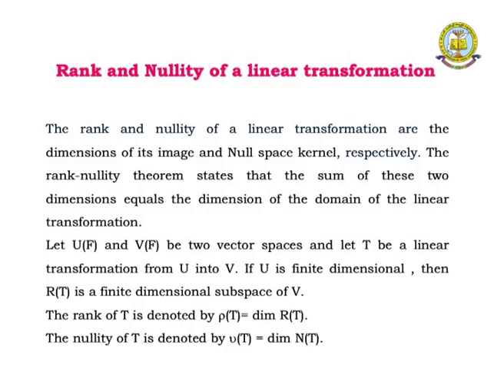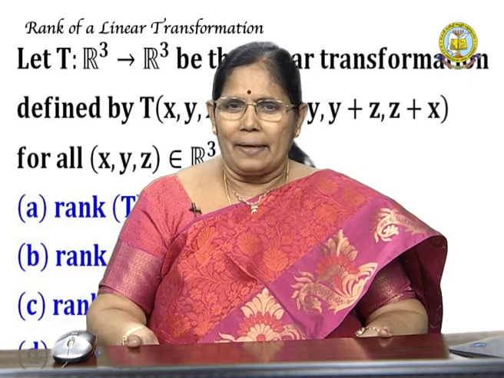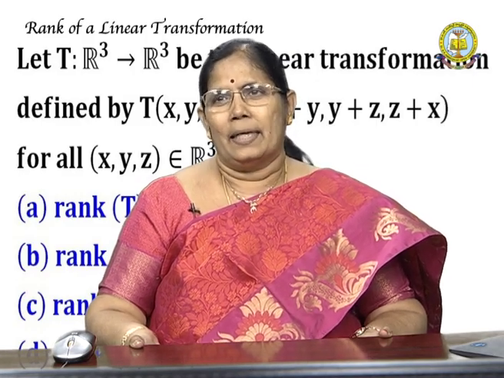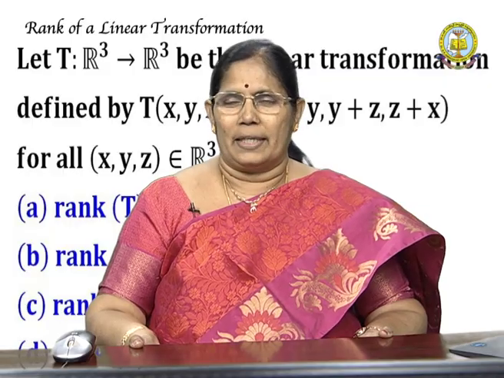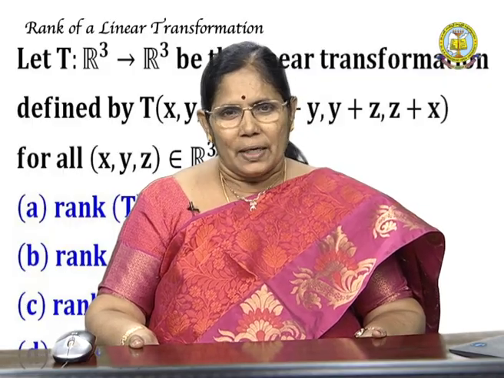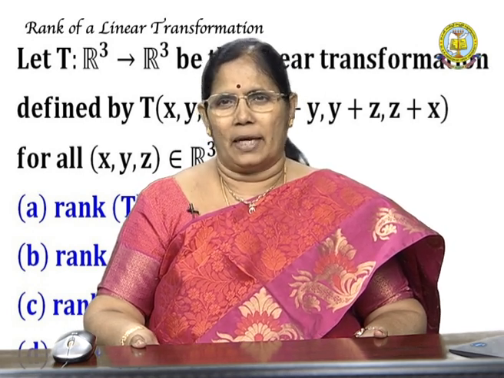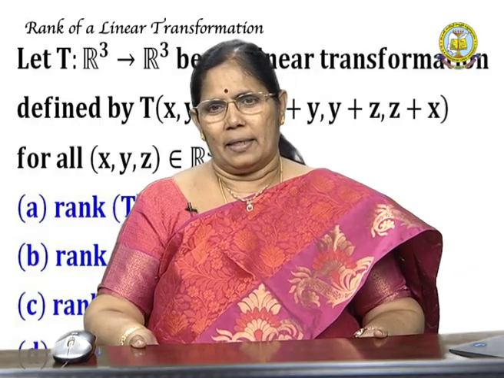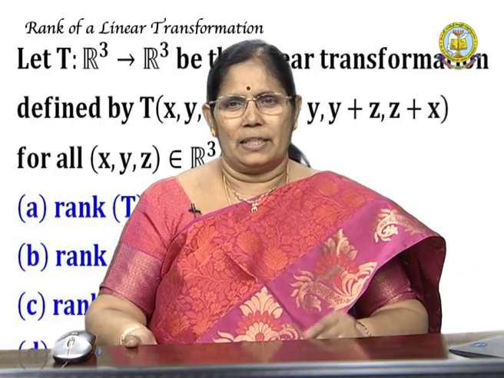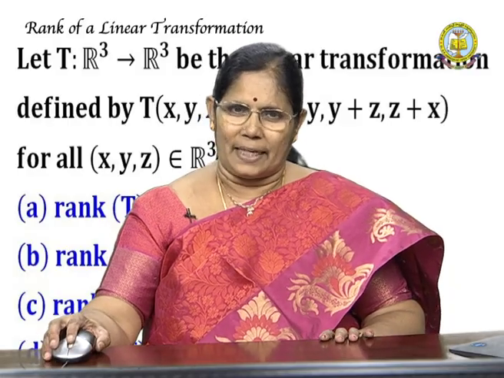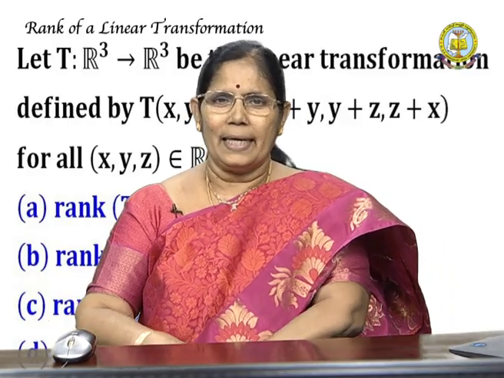So, we call the dimension of range of T the rank of T, and the dimension of null space the nullity of T, and easily we can prove that rank T plus nullity T is nothing but the dimension of the domain vector space U. So, we denote rank of T by rho of T, which is nothing but dimension of range of T, and nullity of T is denoted by nu of T, which is dimension of null space of T. Now, we prove the rank and nullity theorem.